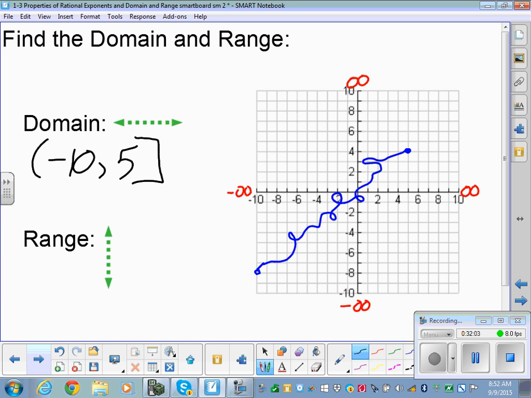Now shift your eyes. Now it doesn't matter that there was a wall here and here. We're talking up and down. Where's my function going from down to up? Starts at negative 8. Did it include negative 8? No, it was an open circle. Good. It started at negative 8, didn't include it. And then it grew up to what number? Positive 4. Did it include positive 4? Yes, so bracket. Okay, questions on that one?